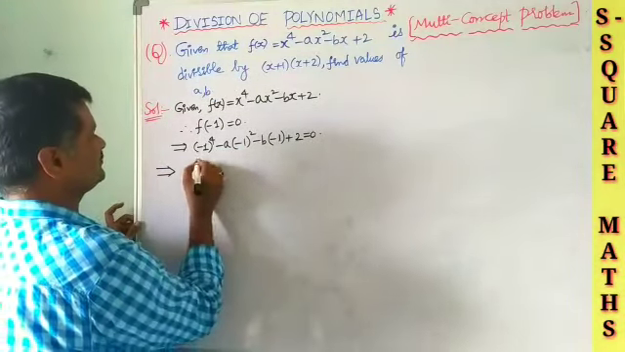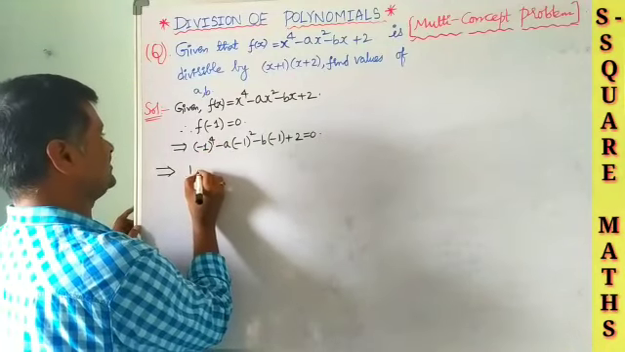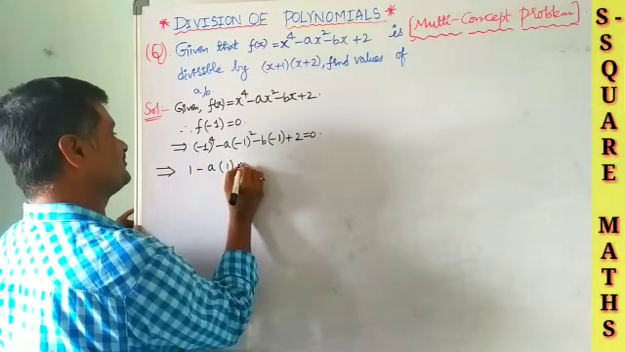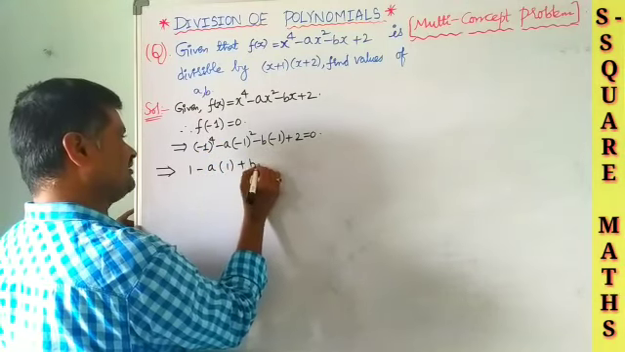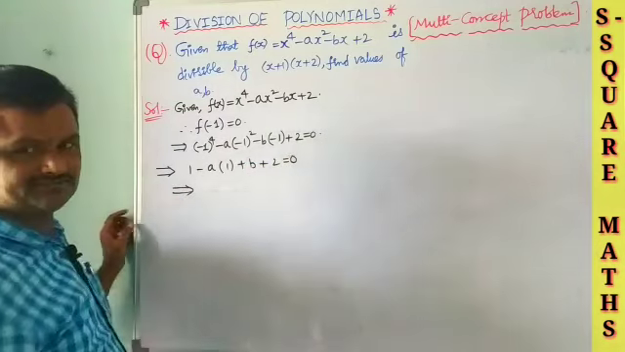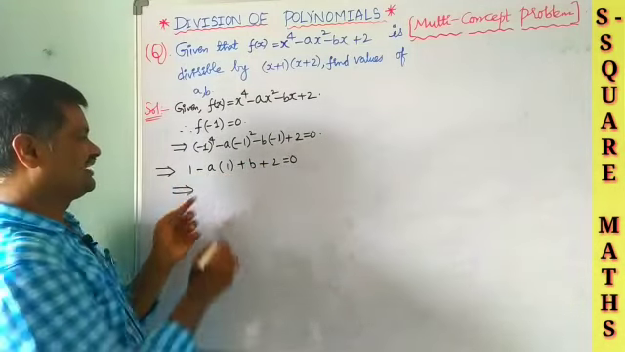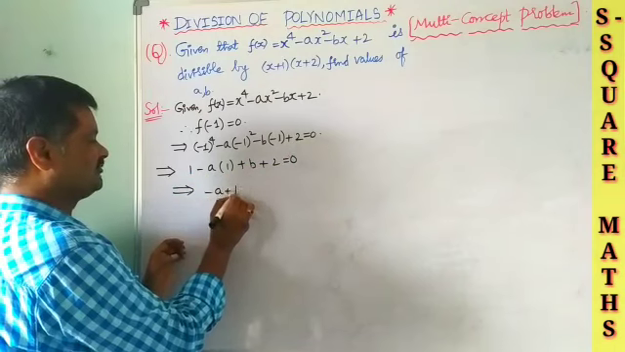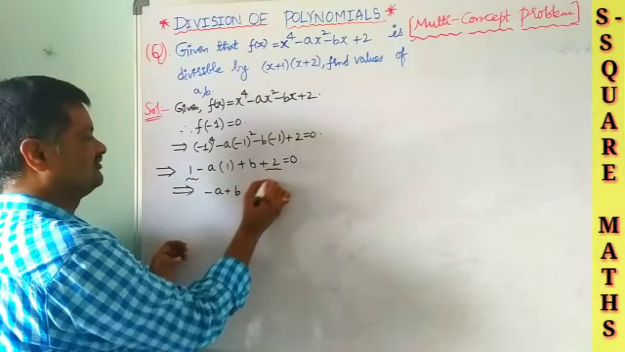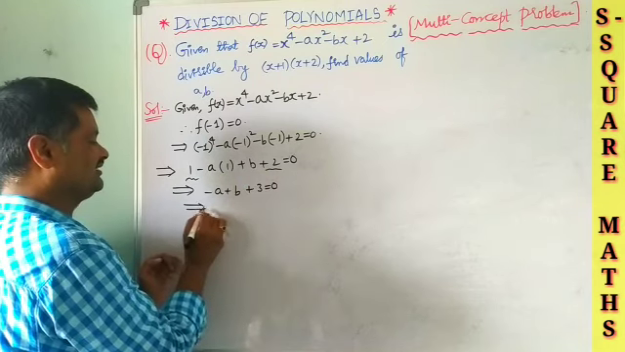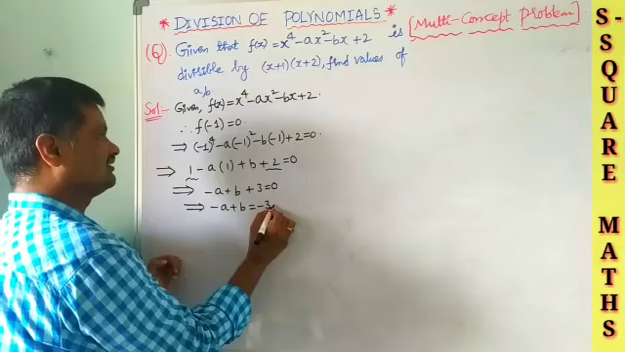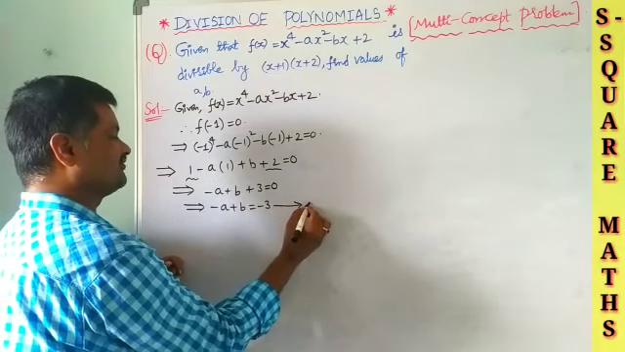Here, minus 1 whole power 4 is plus 1. So minus a into plus 1, minus into minus is plus, b into 1 is b, plus 2 is equal to 0. So I can write here minus a into 1 is minus a, plus b, and the like terms 1 plus 2 is 3. So finally I can write minus a plus b is equal to minus 3. Mark as equation number 1.